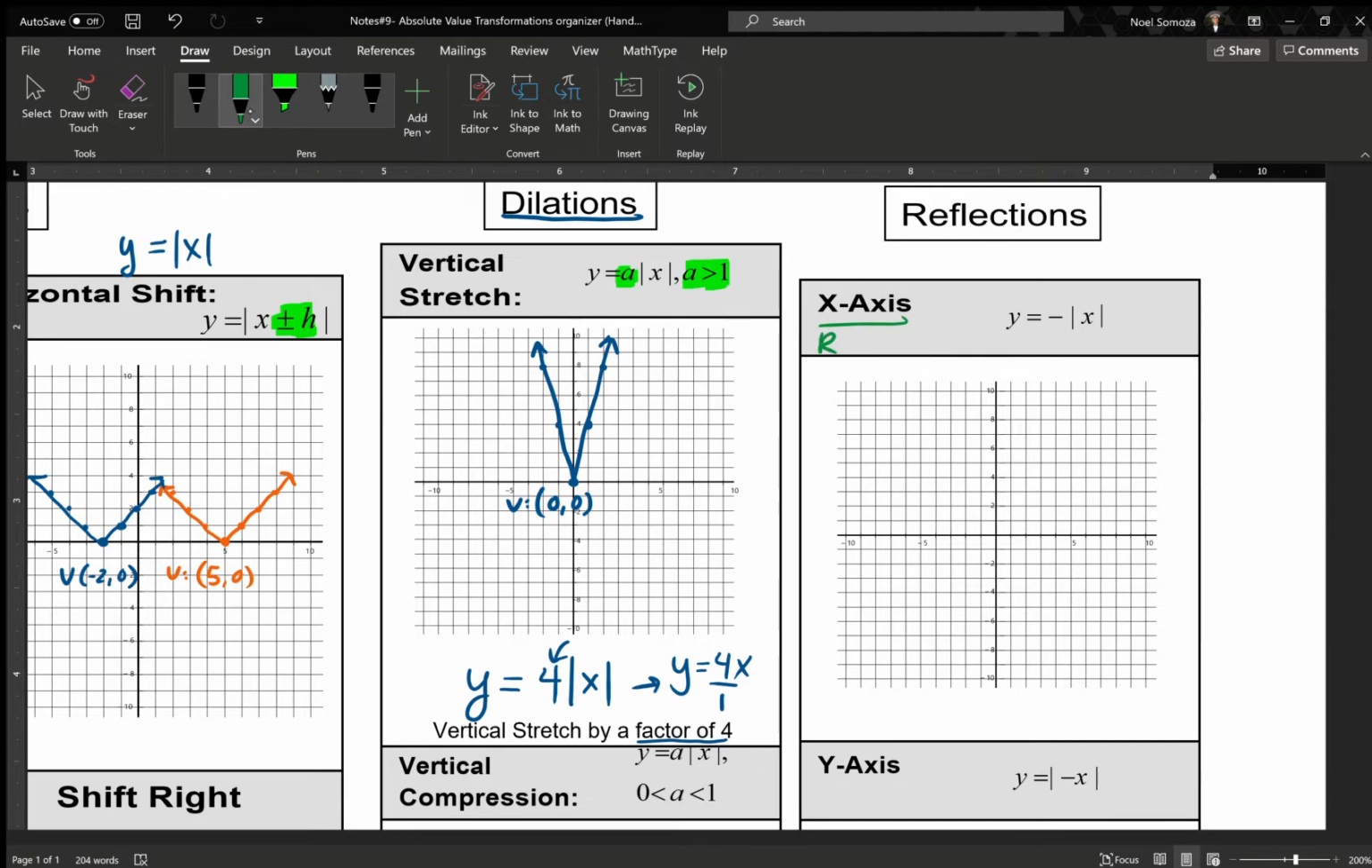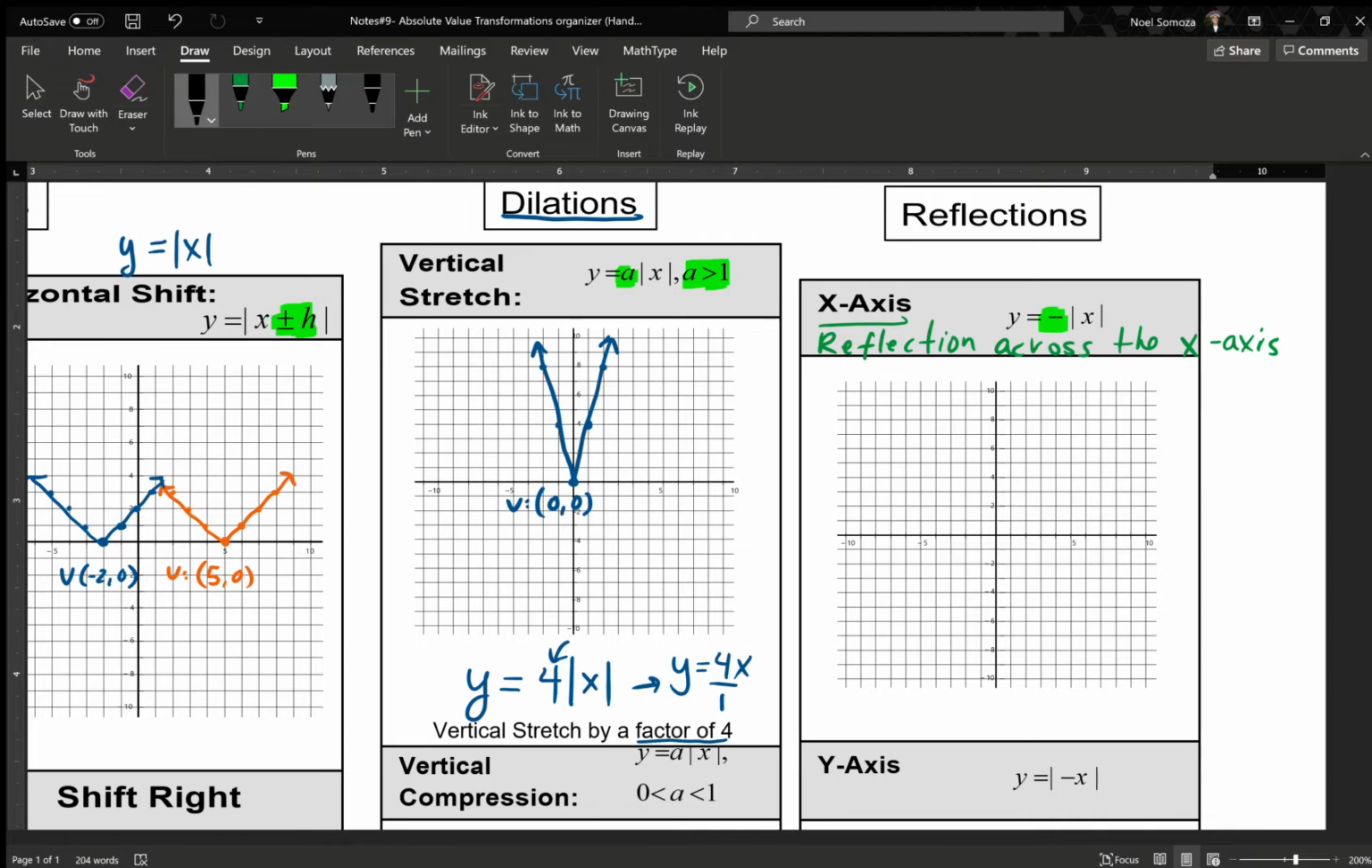So when that happens and you're asked to describe it, you need to say that there was a reflection across the x-axis. How do you know that it's a reflection across the x-axis? Because the negative is on the outside. There's a negative there outside the absolute value. So it's pretty simple.